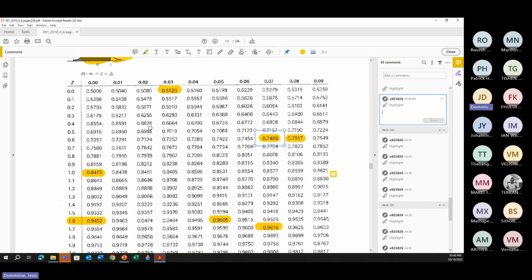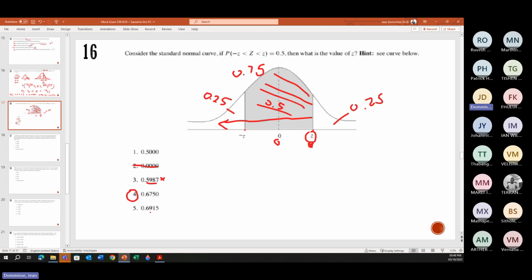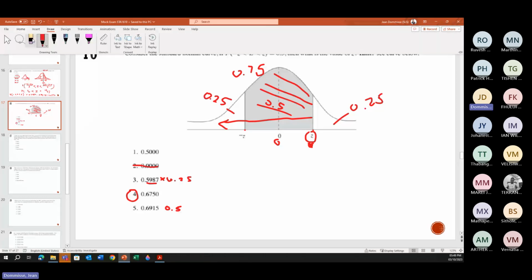No. So again, sorry, 0.5, 0.6915, 0.6915. So that is if you were looking for 0.25 as the Z, and this was if you were looking for 0.5 as the Z. Okay, let's quickly see, how do I get to the 0.75?